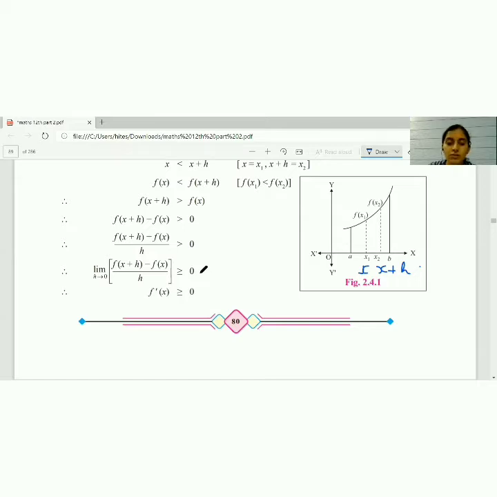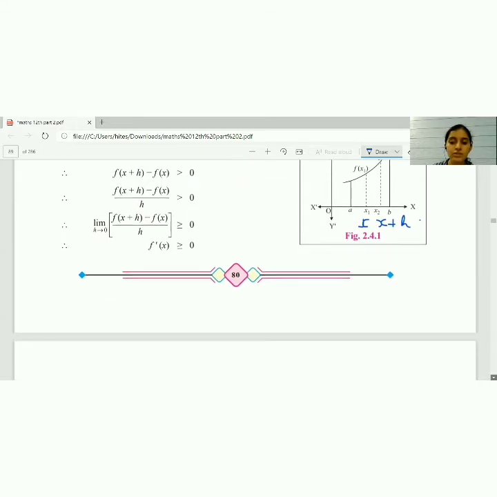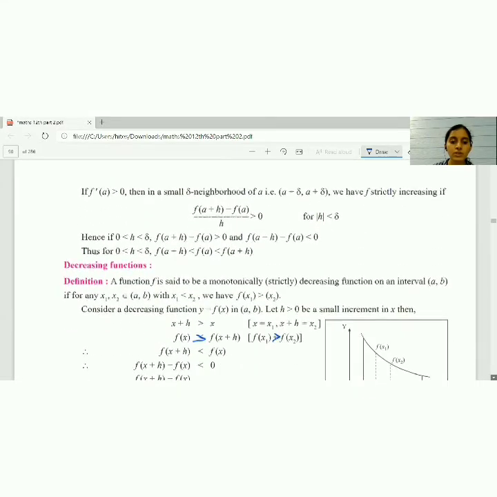What is this now? The basic definition of the derivative, f dash of x. So what do you understand by this? For any increasing function, whether you have to prove it or verify whether it's an increasing function, the derivative of that function, f dash of x, should be greater than or equal to 0. Clear? So if this is the case for increasing, then what would it be for decreasing?